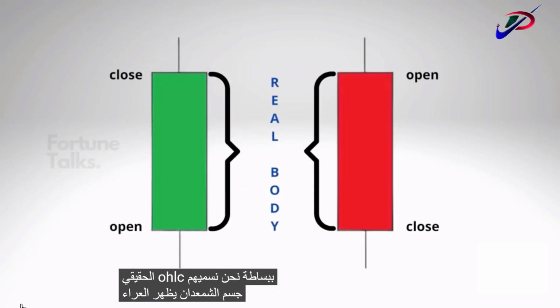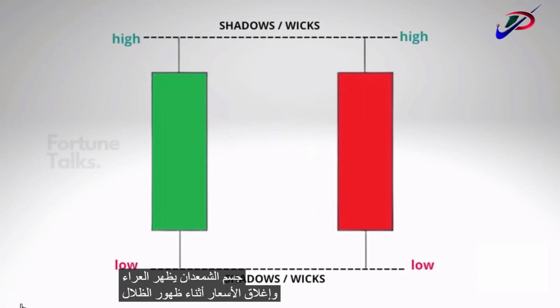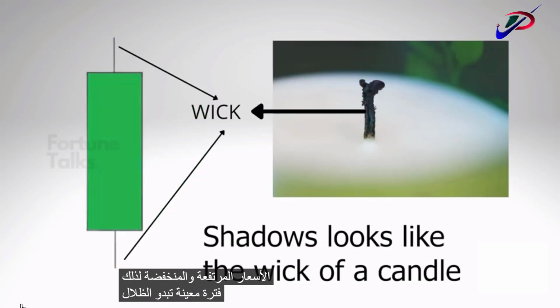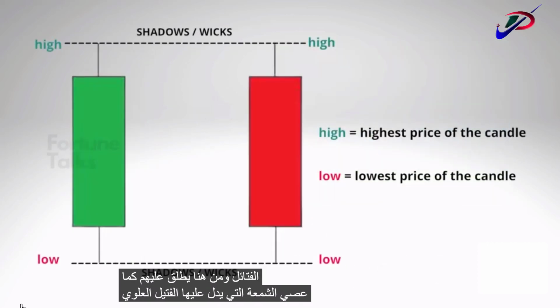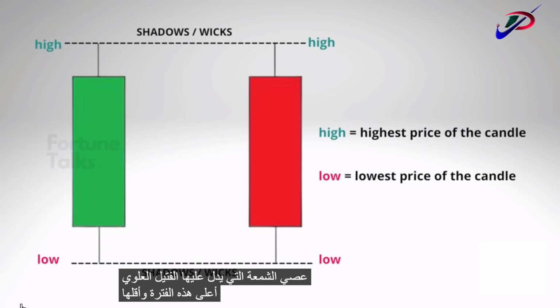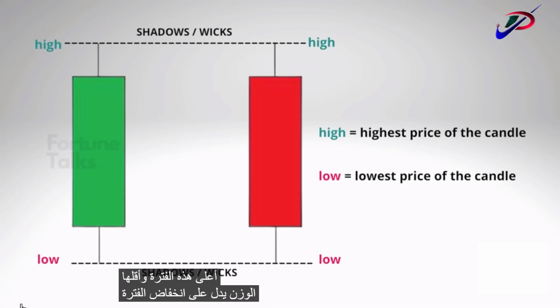The real body of the candlestick shows the open and close prices, while the shadows on the top and the bottom of the body show the high and low prices for that particular period. The shadows look like wicks and hence they are called candlesticks. The upper wick signifies the high of the period and the lower wick signifies the low of the period. The high is the highest price point of the candle at a particular time and the low is the lowest price point of the candle at a particular time, depending upon the time frame you are trading on.